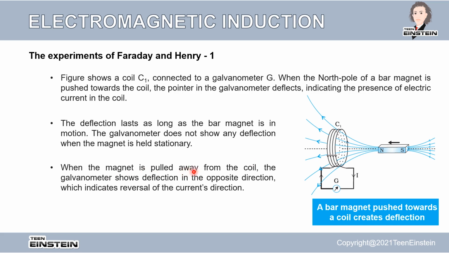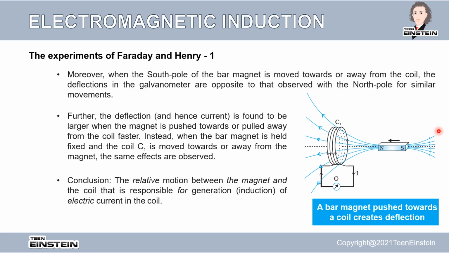When the magnet is pulled away from the coil, the galvanometer shows deflection in the opposite direction, which indicates the reversal of the current's direction. So this is an important point. When you move it in the opposite direction, then the current's direction is also changing. So this is about experiment 1.